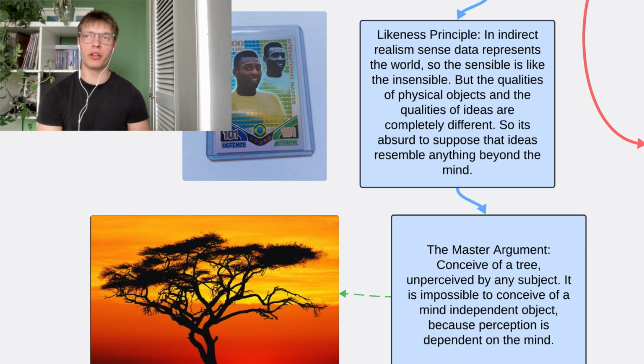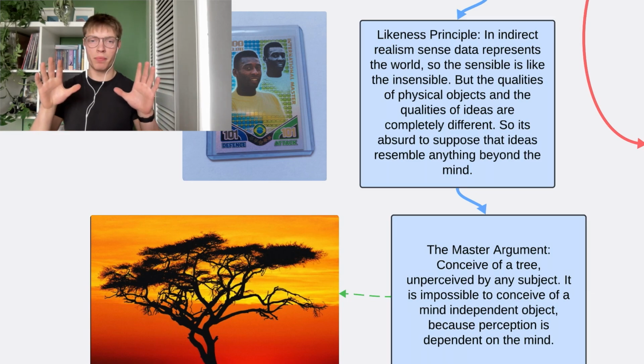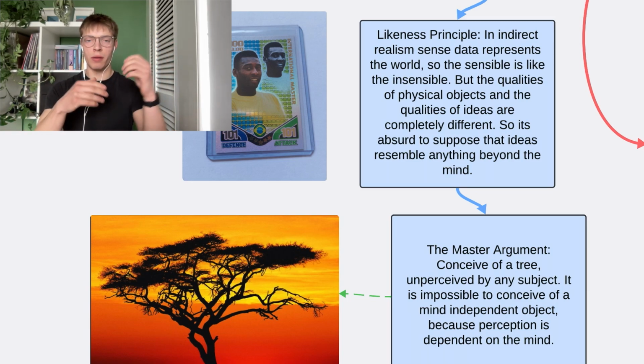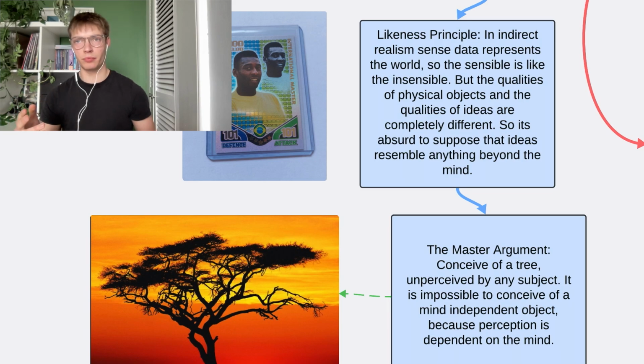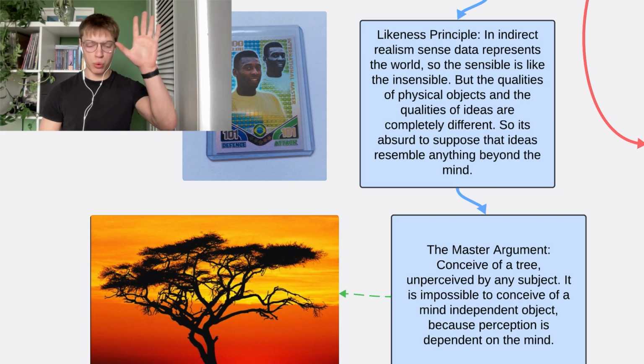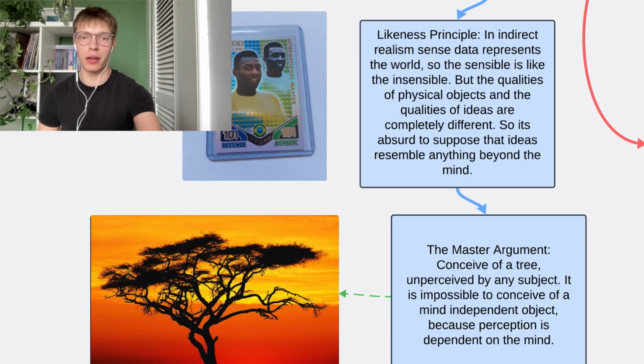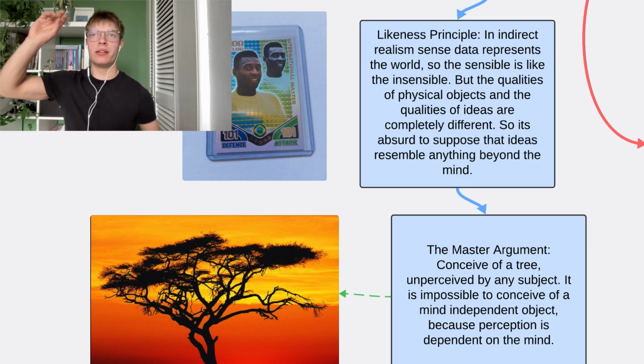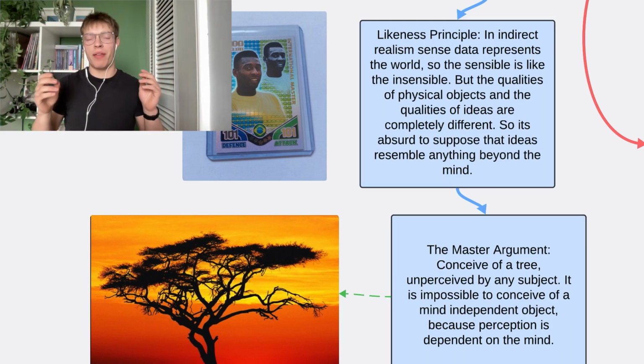What's the problem then? What is the likeness principle? Well, the likeness principle is just saying, how can physical objects be like ideas? Now, what does that mean? How does the sensible resemble the insensible? So we have the qualities of ideas. What sort of properties do ideas have? Well, they're in the mind, and we have no idea where they're stored, and they sort of just come and go. We have no control over them.